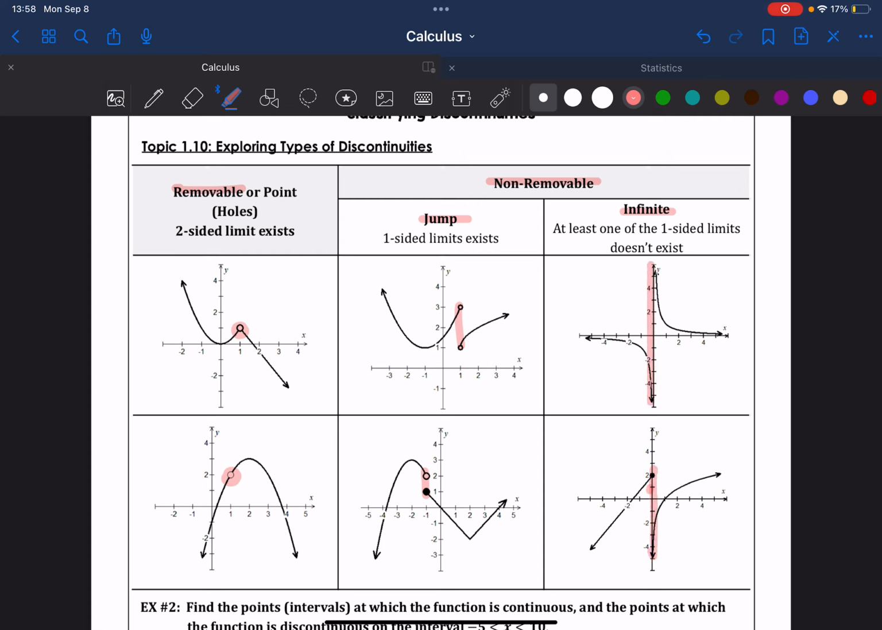Okay. Notice if I was to try to trace a jump, I would start at one function and I have to lift up my pen and then start drawing it again. Draw my function, lift up my pen, start drawing it again. Same with the infinite ones. The difference between a jump and an infinite non-removable discontinuity is notice that these endpoints are either open or closed. Versus in an infinite discontinuity, one or both ends of the function are unbounded, which means it goes to infinity or negative infinity.